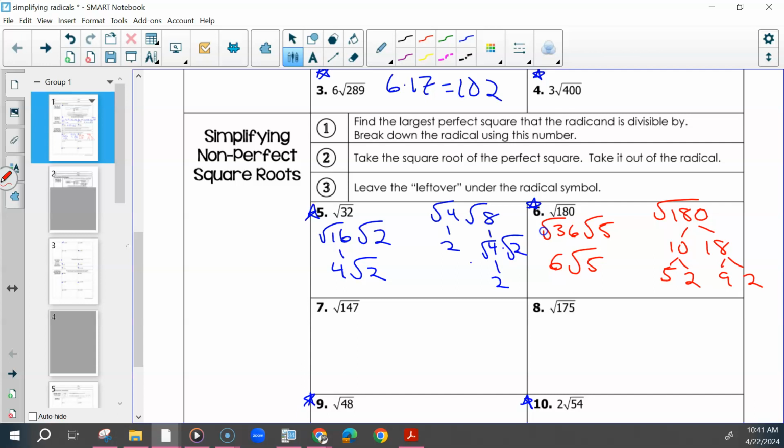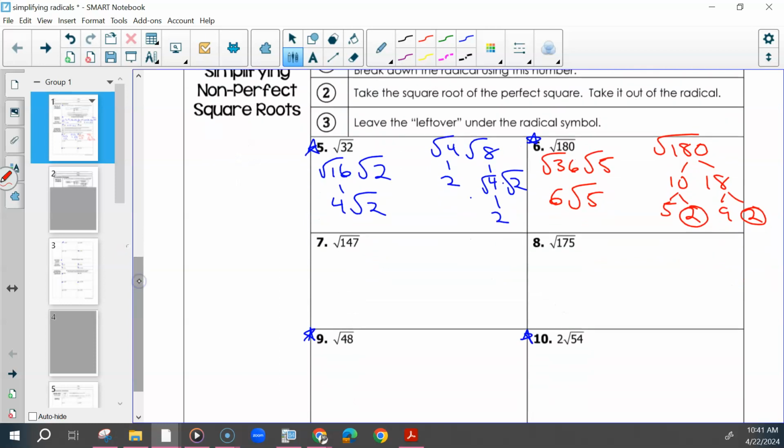Well, I have a pair of 2's right there. Anytime you can make a pair, that's going to come outside of the radical. 5 can be broken down more, but 9, the factors of 9 are what and what? 3 and 3. That's not what it is. 9 and 1, but we want something like this. So we have a pair of 2's that would come out as just 2, and a pair of 3's that would come out, and then you would multiply.